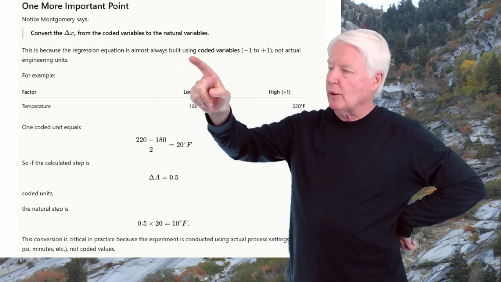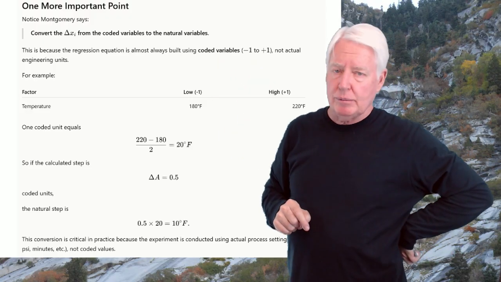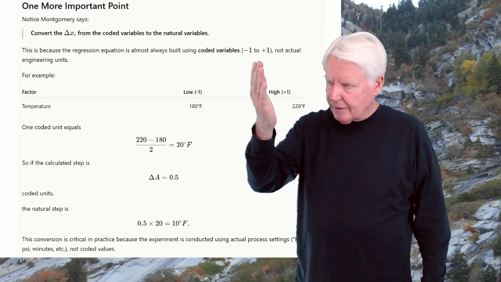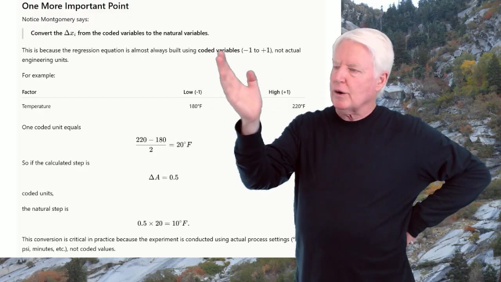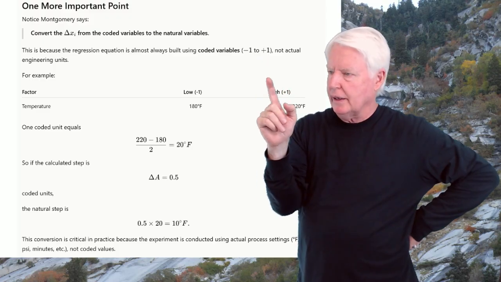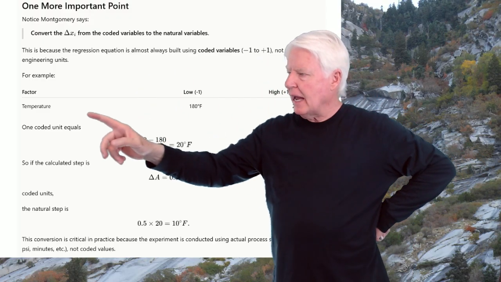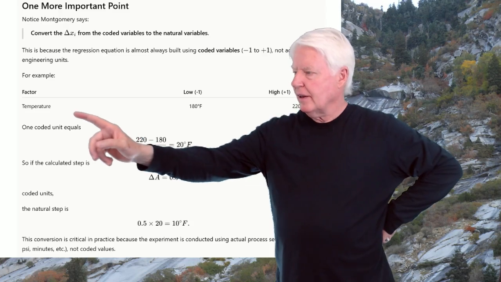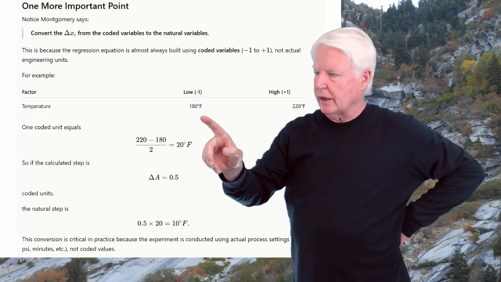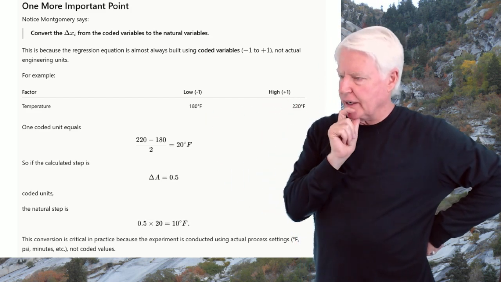This is because the regression equation is almost always built on coded variables. That's the +1 and -1. We've already discussed this in previous modules. So you should feel comfortable representing the variables as high and low with plus and minus 1, not actual engineering units. For example, factor A may be temperature, and the low, or -1, is 180 degrees Fahrenheit, and high, or +1, is 220 degrees Fahrenheit.